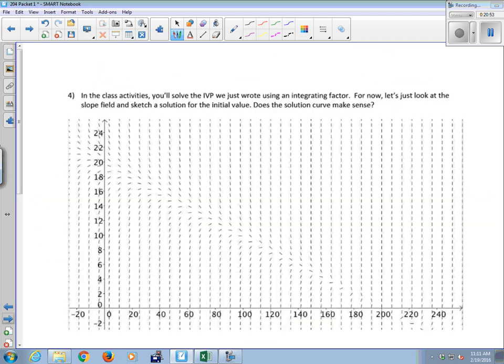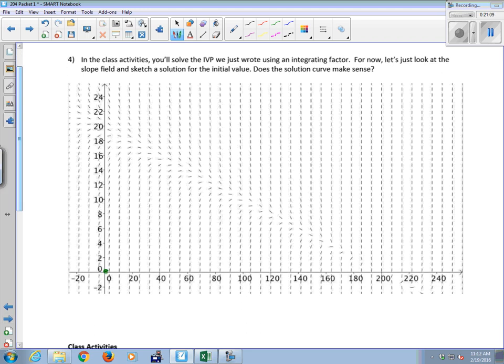All right, in the class activities, I'm going to ask you to solve that initial value problem using an integrating factor. But for now, I'm just going to look at its slope field, and we're going to sketch a solution for the initial value. Our initial value is that S of 0 was 0, so that's here. And then we have to just try to follow the slope field, and it looks like it's really steep at first, and then it kind of goes down like this. This is time, and this is S, kilograms of salt in the pond. Okay, so that's my solution.